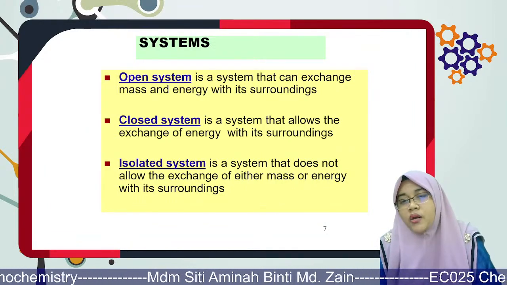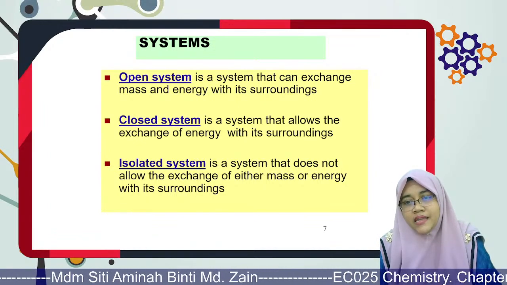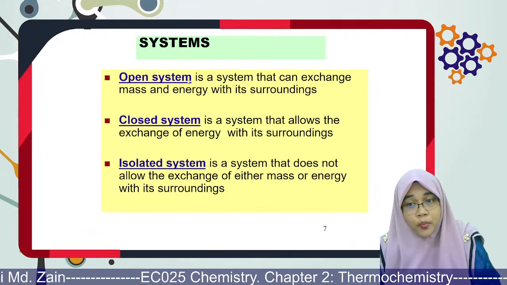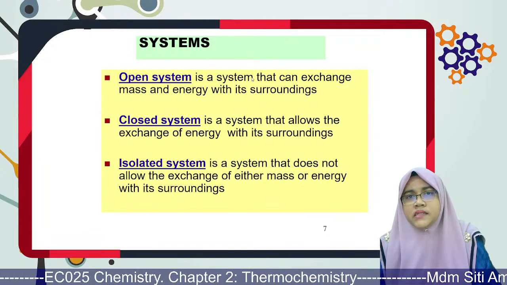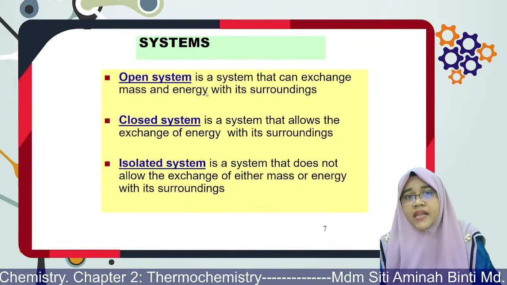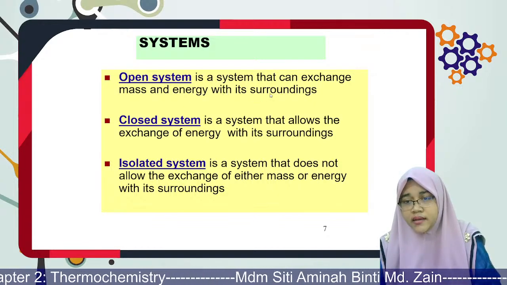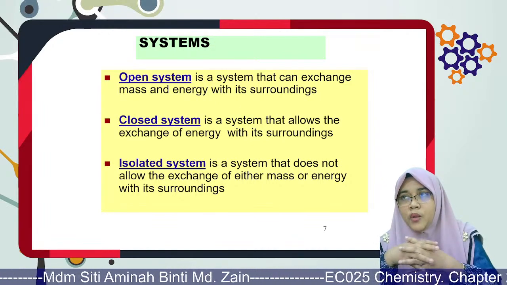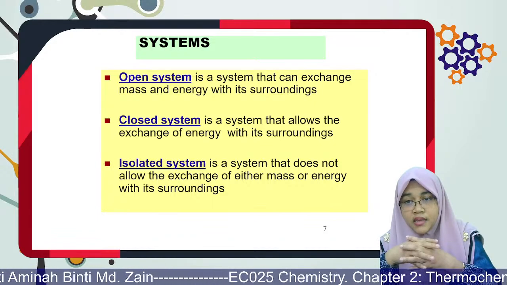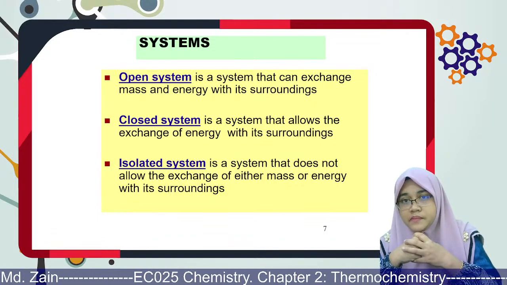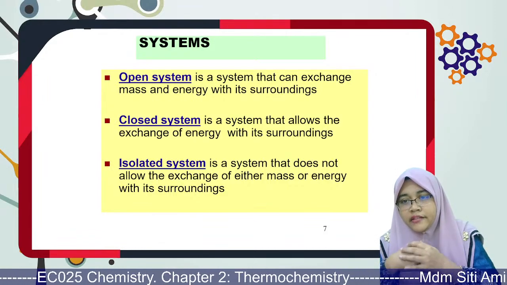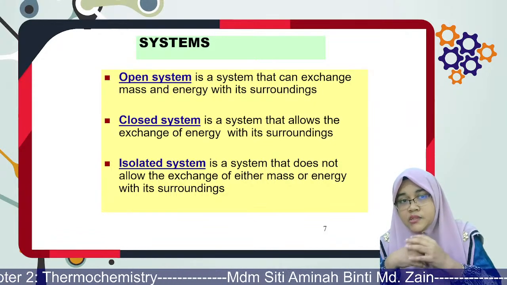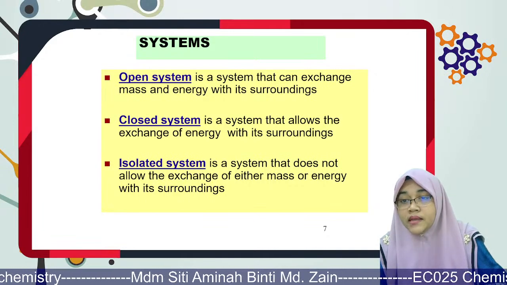Okay, about a system, there are three types of system. The first one is the open system. What is an open system? An open system is a system that can exchange mass and energy with its surrounding. For example, we have a cup of coffee. This is an example of an open system. As time goes by, the temperature will be lowered and also the mass of the coffee will decrease.